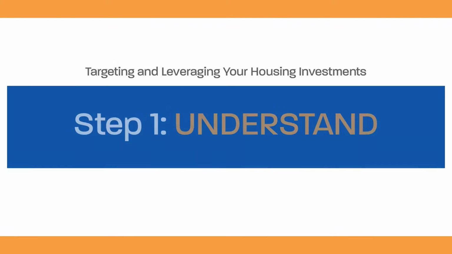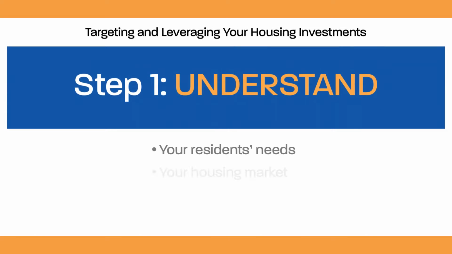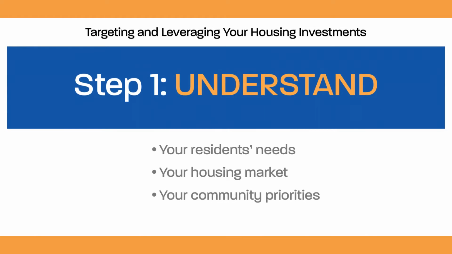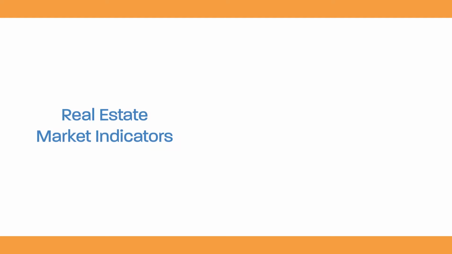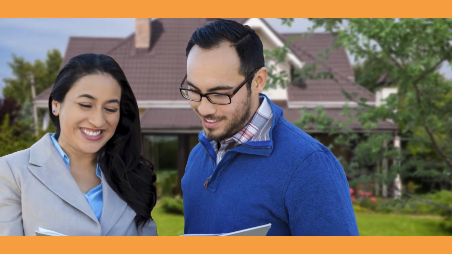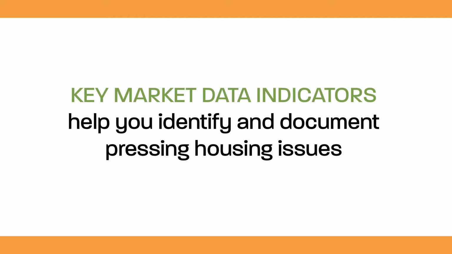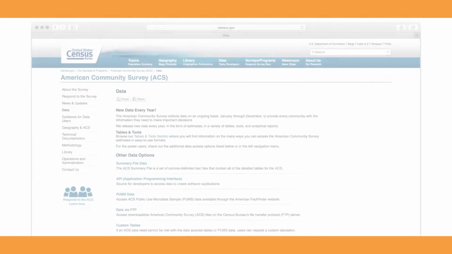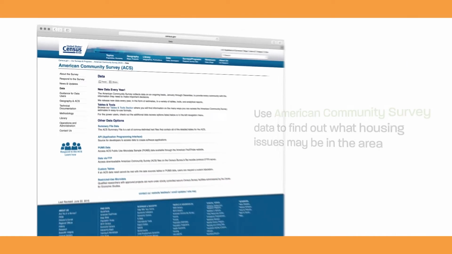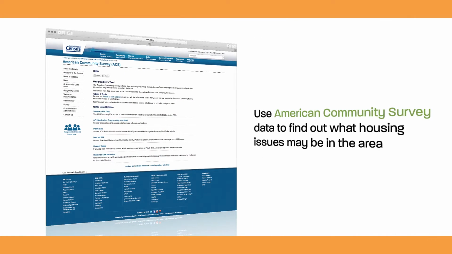The beginning steps in targeting your housing investments are to understand your needs and your market as they relate to your community priorities. Obtain current real estate market, submarkets, and economic forecast information. This should include talking to real estate professionals about their observations. Key market data indicators help you identify and document pressing housing issues. You can find valuable information in American Community Survey data and local sources.